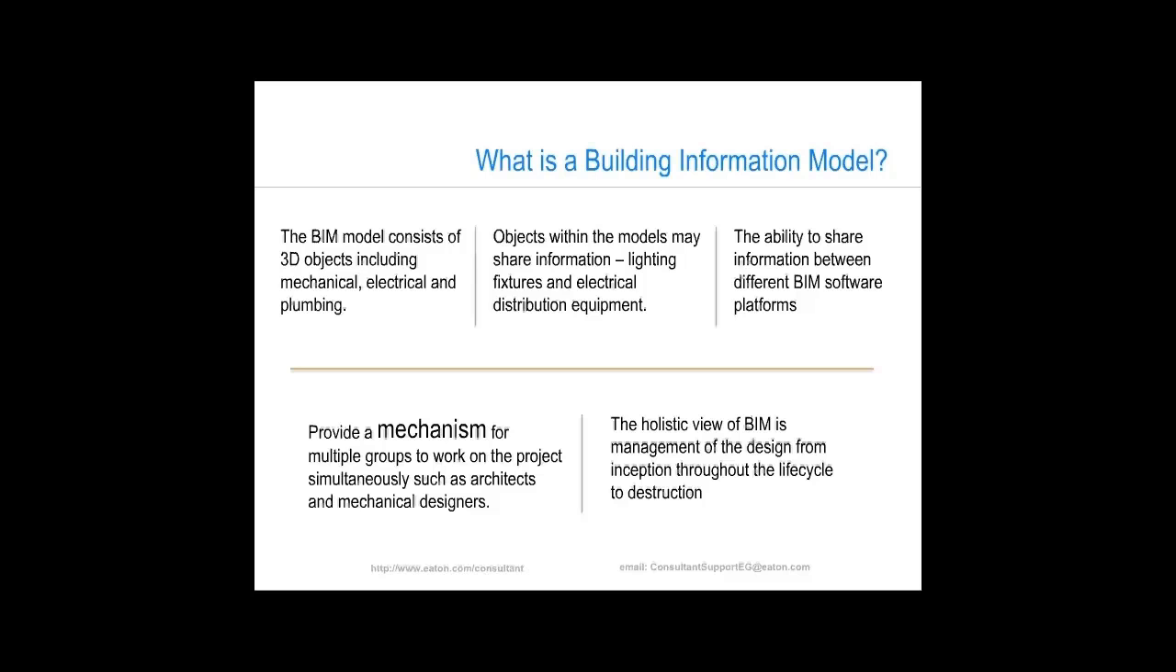A very powerful component of BIM is that true BIM objects have the ability to share their information with other objects. A good example would be a lighting fixture connected to a breaker in a panel board. BIM is also intended to provide a mechanism for different work groups to collaborate on a design. An example would be architects and mechanical designers working on different elements simultaneously.